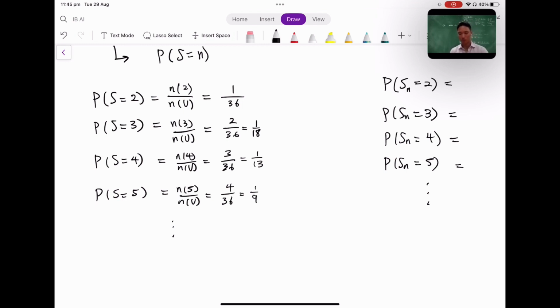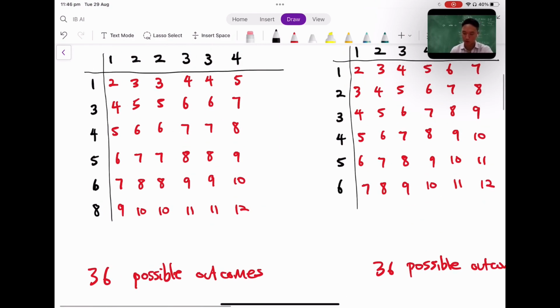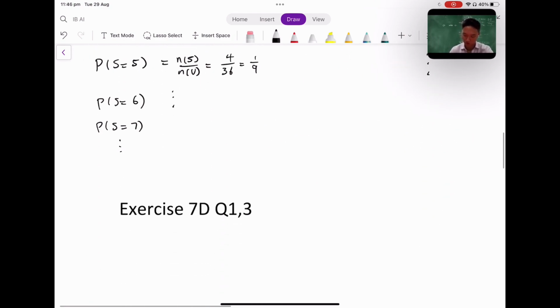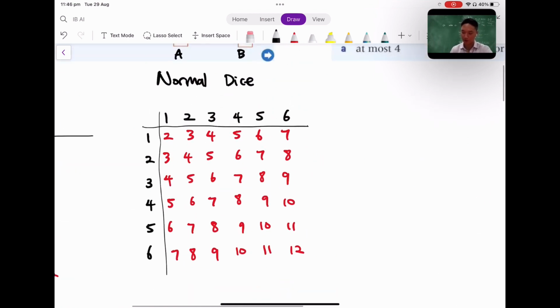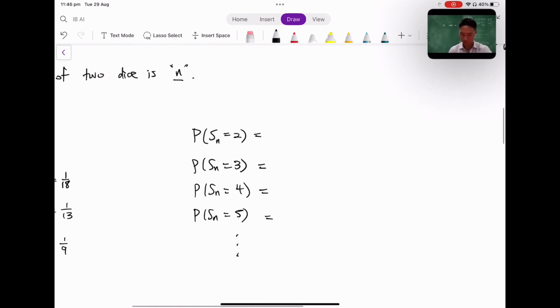And we can continue on with this process for P of S of 6, P of S of 7, and so on until the biggest number being 12, P of S being 12. Now let's have a look at the pair of normal dice.